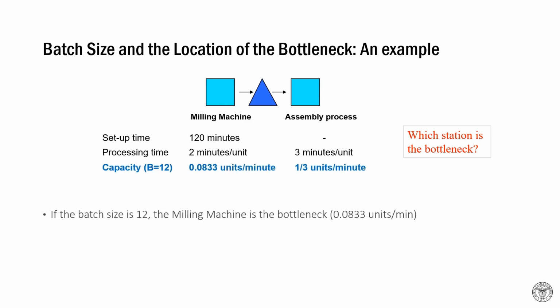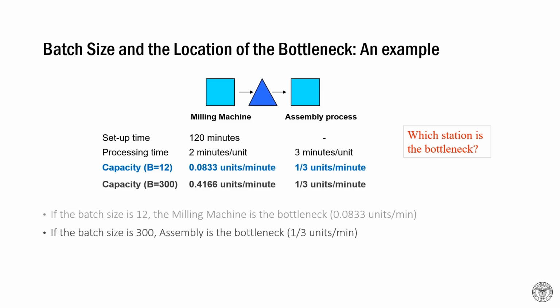Consider a scenario where we have a batch size of 12. In this case, the mini machine becomes the bottleneck in our process flow. Why is that? Well, due to the lack of setup time, the assembly process has a constant processing rate of 1/3 unit per minute. When accounting for setup time, the throughput of the mini machine is calculated to be 0.0833 units per minute, making it the limiting factor.